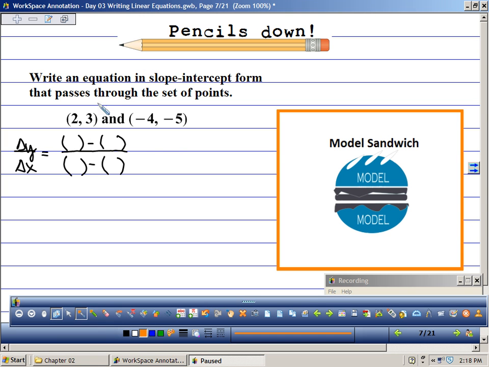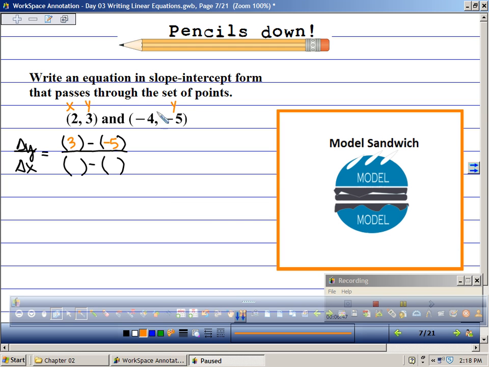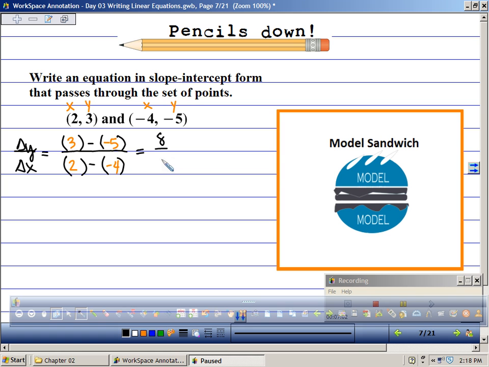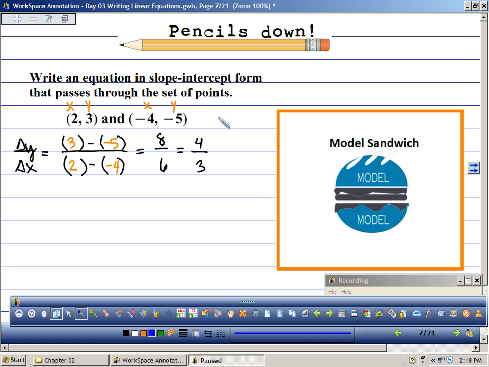My y values are 3 and negative 5. I'm going to put 3 and negative 5. Remember, no writing yet. And 2 and negative 4. 3 minus minus 5 is 3 plus 5, so that's 8. And 2 minus minus 4 is 2 plus 4, so that's 6. And that also simplifies to 4 thirds. So there's my slope. So now we're going to start our process.